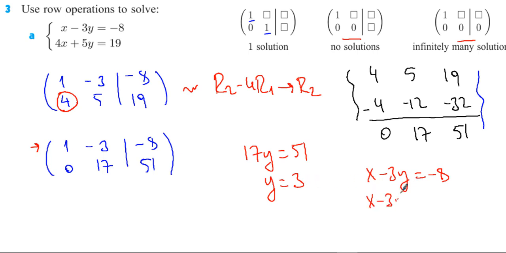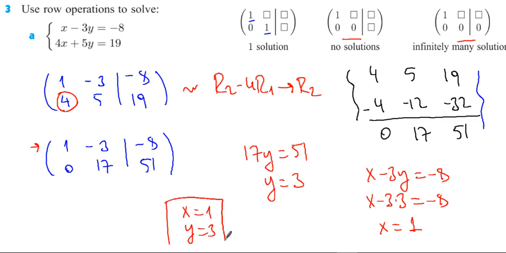x minus 3 times 3 equals minus 8, and x will be 1. So here we found our solution: x equals 1 and y equals 3. So this is our solution to the system of equations by row operations. Again, it looks easy. It's easy actually with 2 by 2.